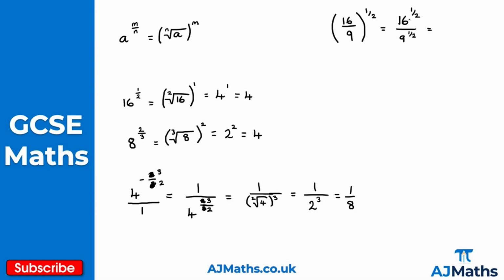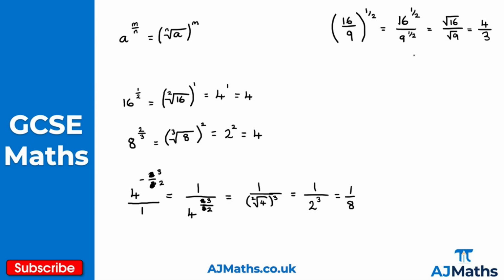Well, remember the power of a half here is a square root. So I've got the square root of 16 over the square root of 9. And the square root of 16 is 4. And the square root of 9 is 3. We get 4 over 3 there.